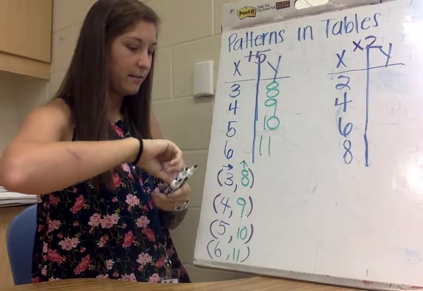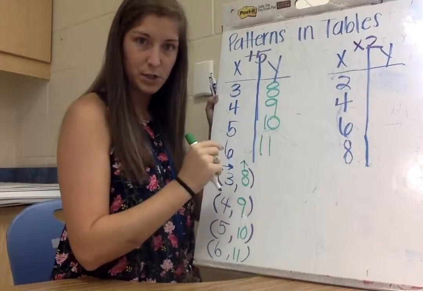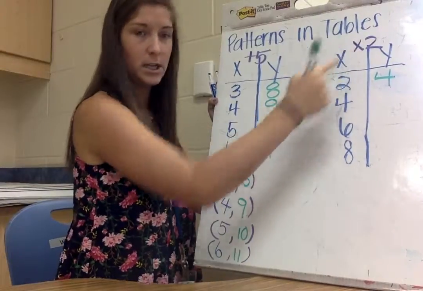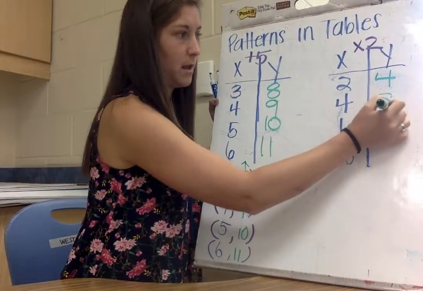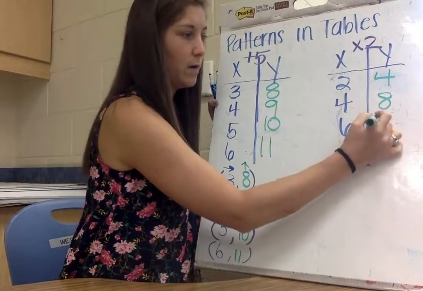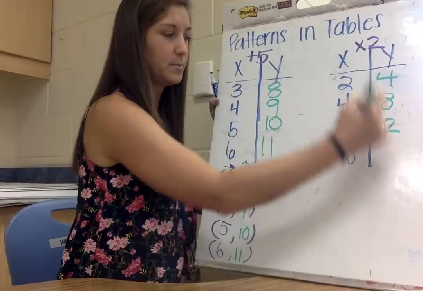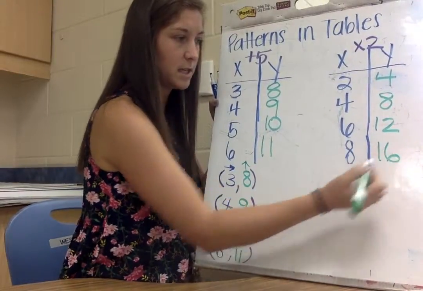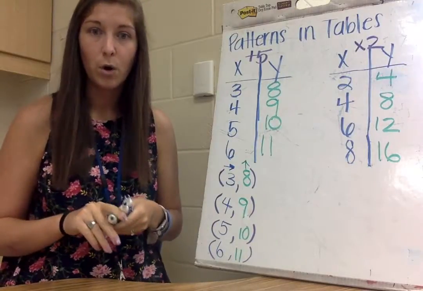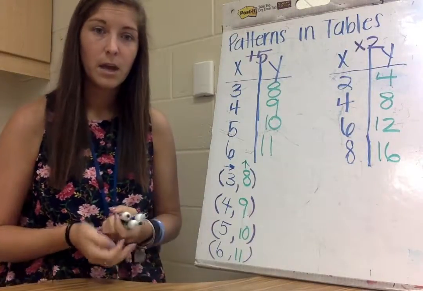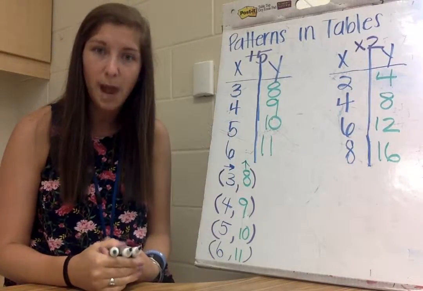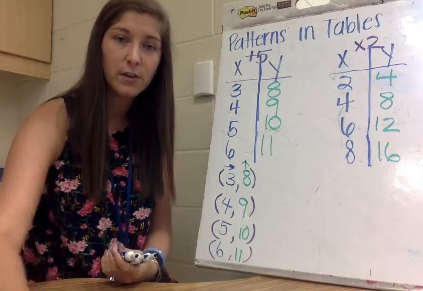If I have 2 times 2, 2 times 2 is 4. 4 times 2 is 8. 6 times 2 is 12. And 8 times 2 is 16. And again, I can take these numbers and make them into ordered pairs as well. Now, these are very simple patterns here. Sometimes you may see some more challenging patterns or patterns that ask you to do different things.